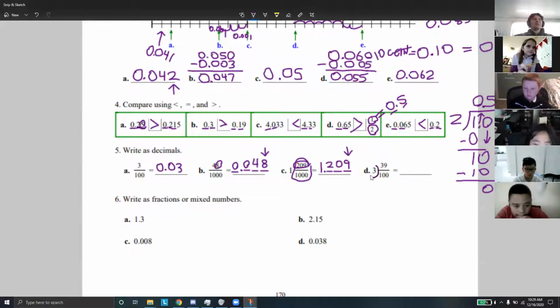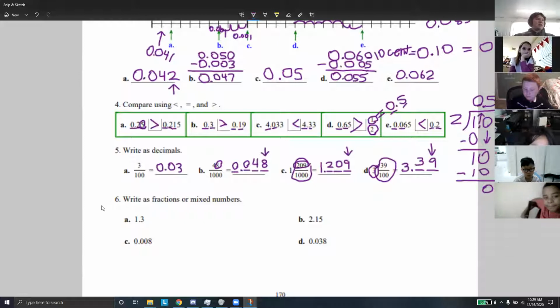And this is the last one. This 3 is a whole number, so it's going to go in the ones place. 3 point, and we have 39 out of 100. So it's going to go to the 100th place. We'll stop at the 100th place, and then we'll write the top number backwards. 9, 3. We're not writing it backwards, we're just writing it from right to left.